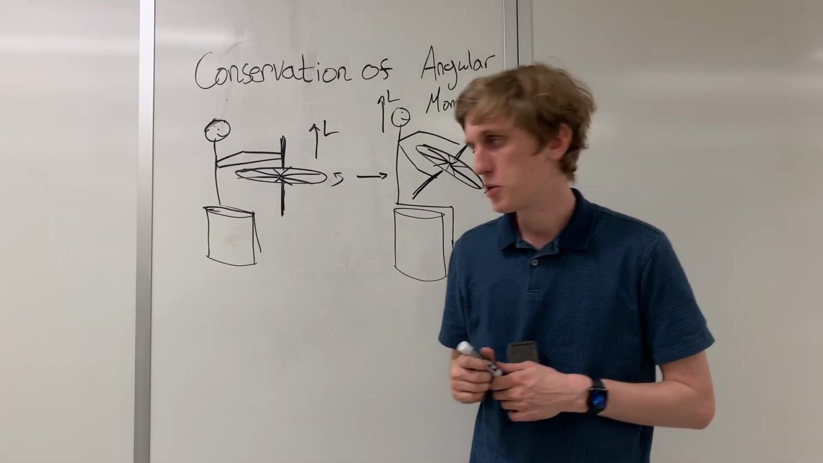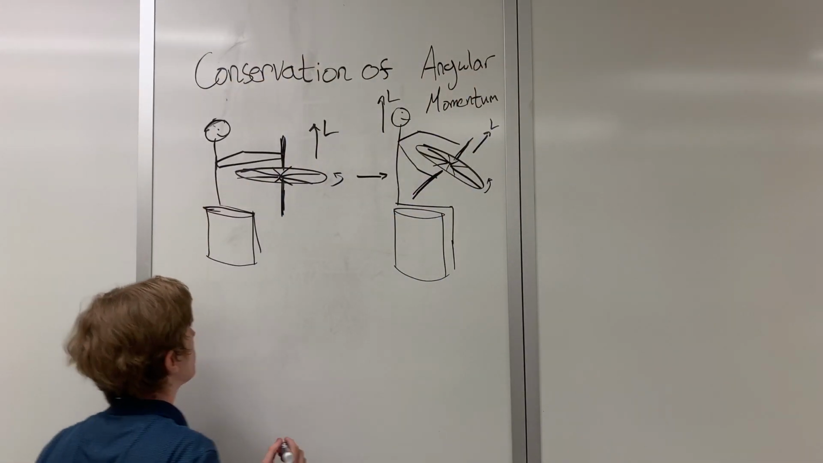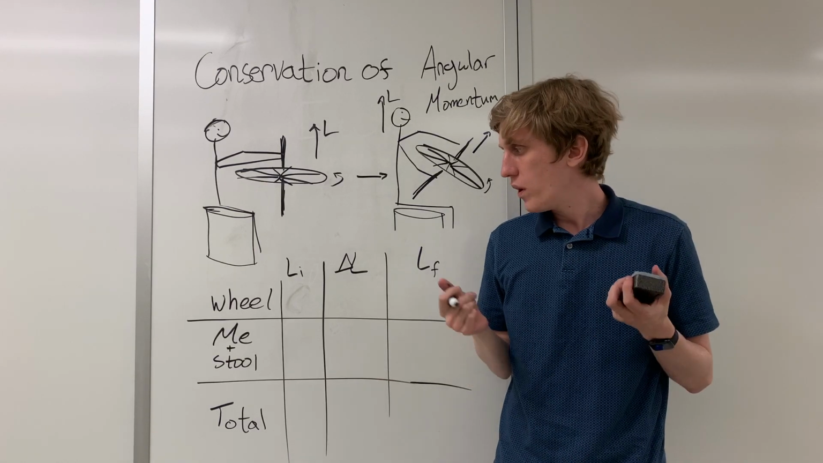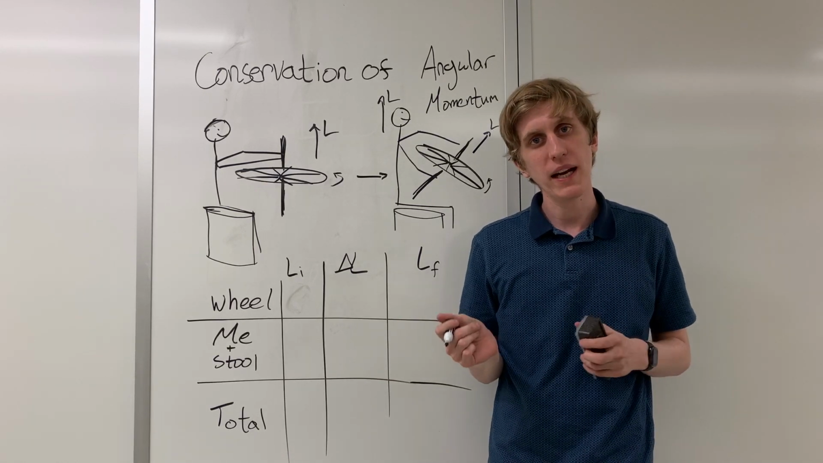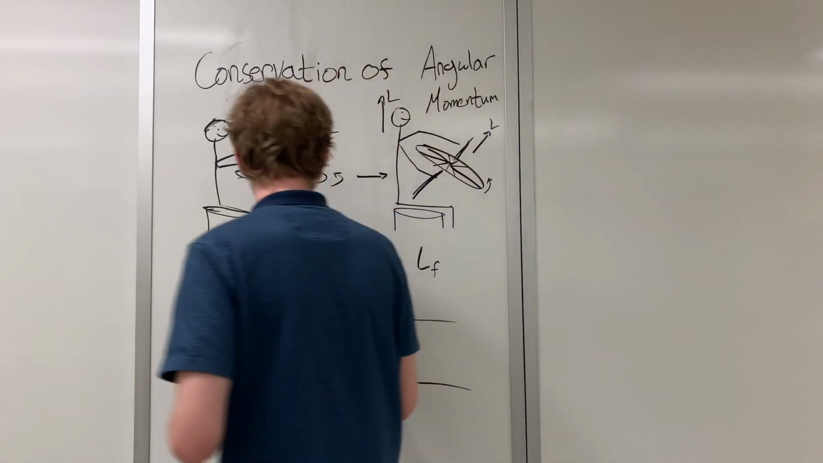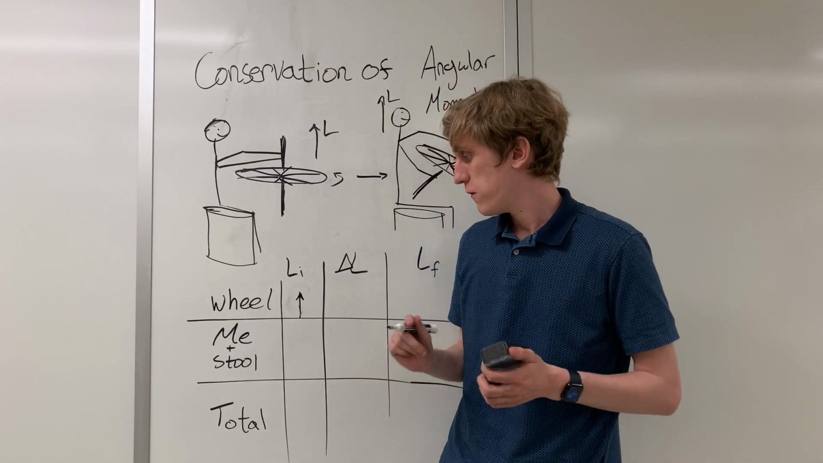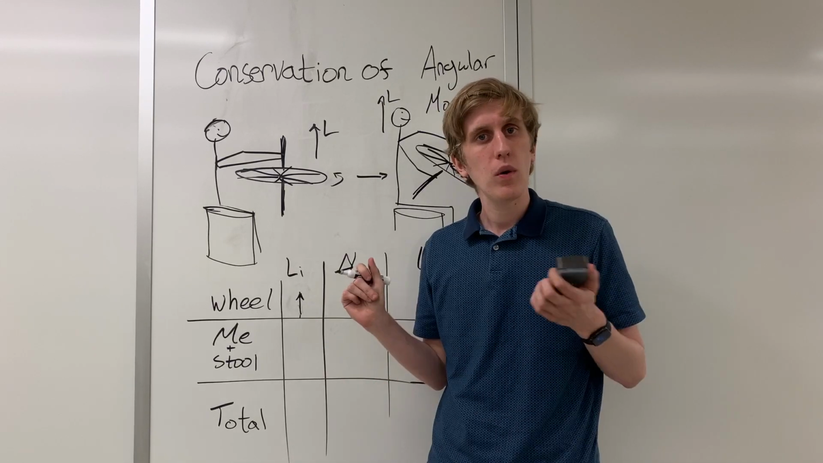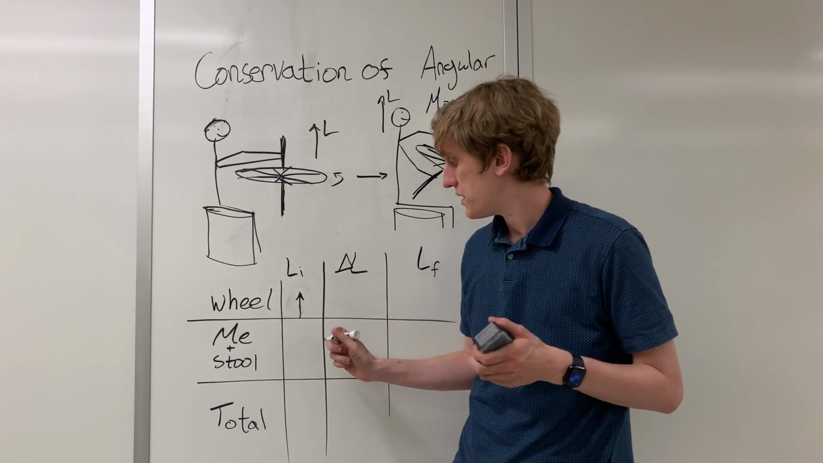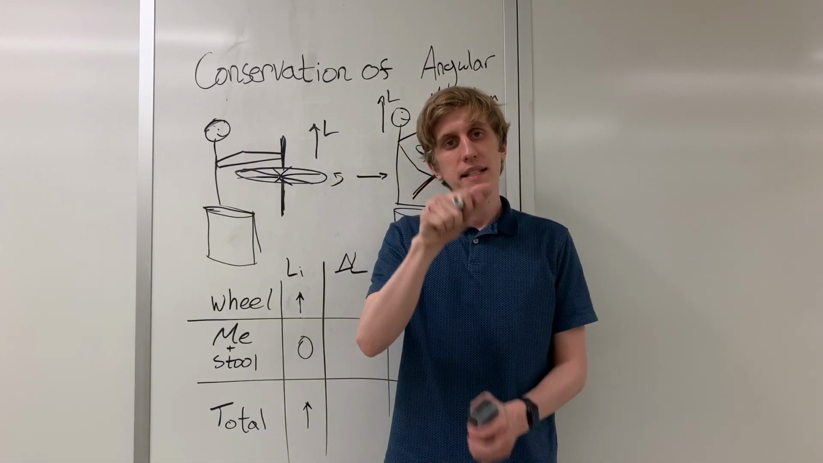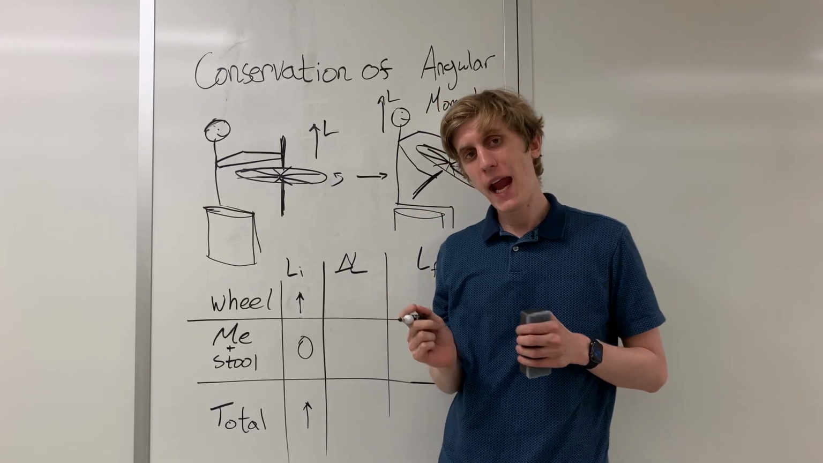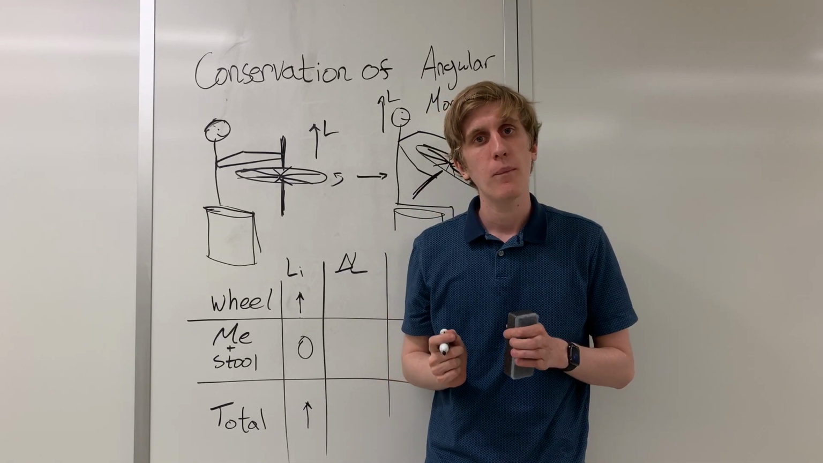Let's draw out our momentum chart. Let's start with the initial angular momentum. What's the initial angular momentum for the wheel? Well, we already decided that it points straight up. What about the angular momentum for me and the stool? Well, initially, the stool was not rotating, so the angular momentum is 0. We now take the wheel and rotate it like this. What is the change in angular momentum for the wheel?